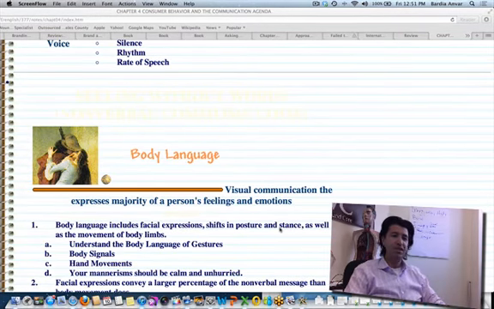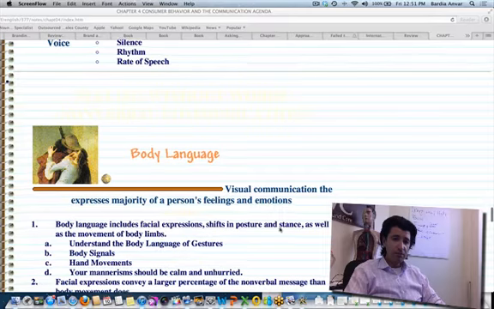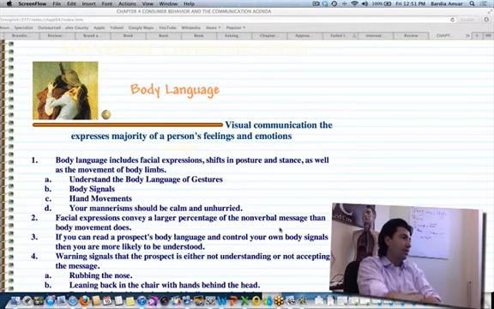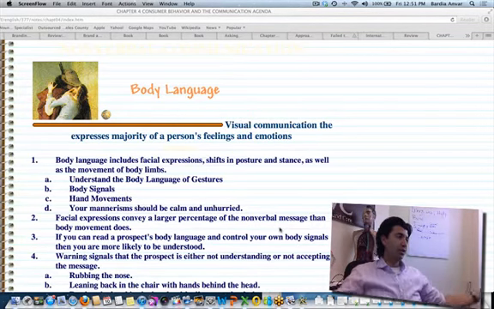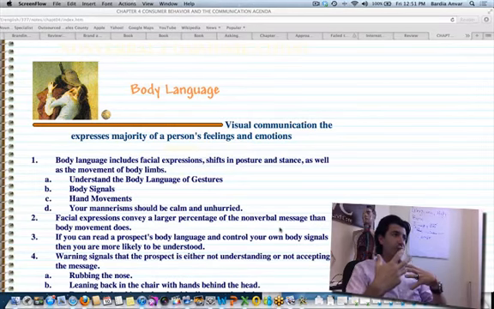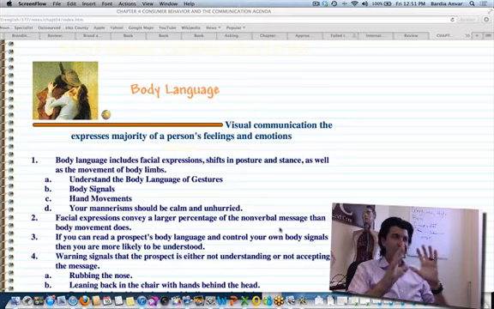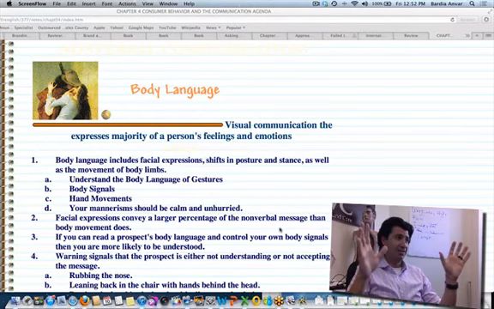Visual communication expresses the majority of a person's feelings and emotions. We all know crossing arms means I'm on defense. Open arms means, hey, come talk to me. Open legs also means, hey, come talk to me. Crossed legs and crossed arms mean I'm on the defensive. What happens if you do that? They're going to look at you as, why is this person coming to sell me? If you're sitting in a meeting like that.